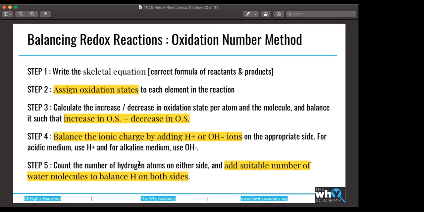And step 5, count the number of hydrogen atoms on either side and add a suitable number of water molecules to balance H on both sides. So you use H plus or OH minus only to balance the charge, and to balance the number of hydrogen atoms, you do that by adding water molecules. Don't add H plus to balance hydrogen atoms. If you need to balance hydrogen atoms, do that by adding water molecules.